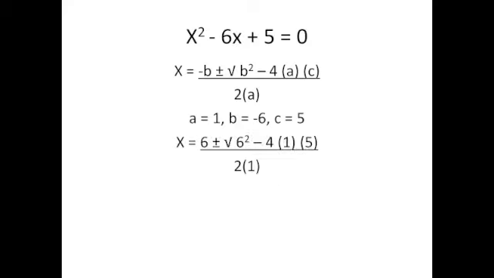So x equals 6 plus or minus the square root of 6 squared minus 4 times 1 times 5, over 2 times 1. This can be simplified to x equals 6 plus or minus 4 over 2. Because of the plus or minus, we know there will be two solutions. If it is 6 plus 4 over 2, the x will be 5. If it is 6 minus 4 over 2, the answer will be 1.